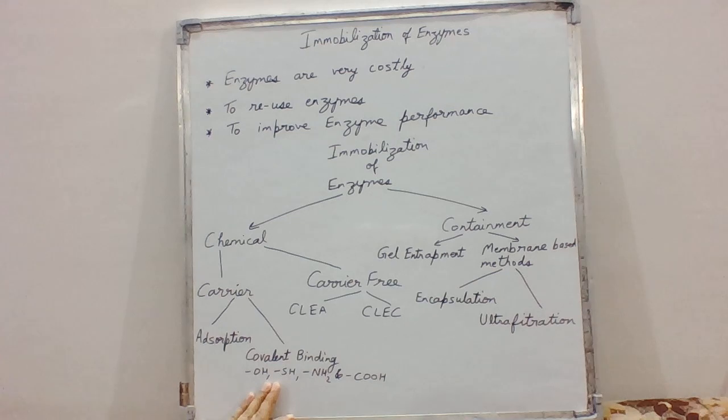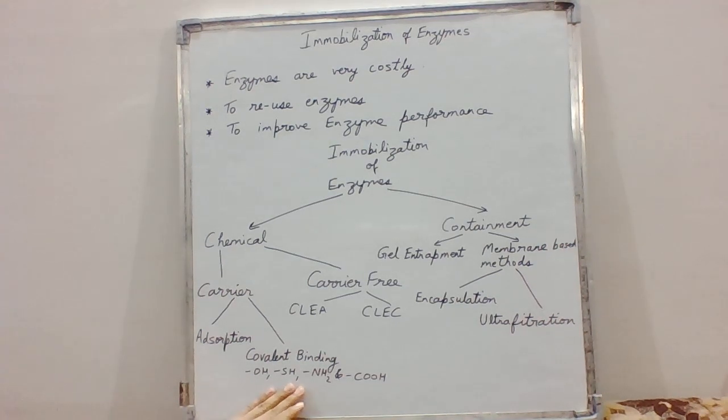The drawbacks of covalent binding are that the carrier is hardly recoverable. You cannot recover the carrier once you have bound the enzyme to it. Secondly, because the carrier is modified in covalent binding, we have to treat the carrier, whatever carrier we are choosing, with different obnoxious chemicals and change it into some form in which we can bind our enzyme to it. Thirdly, the immobilization yield is low in this process, and the kinetic properties of enzymes are affected the most in this case.